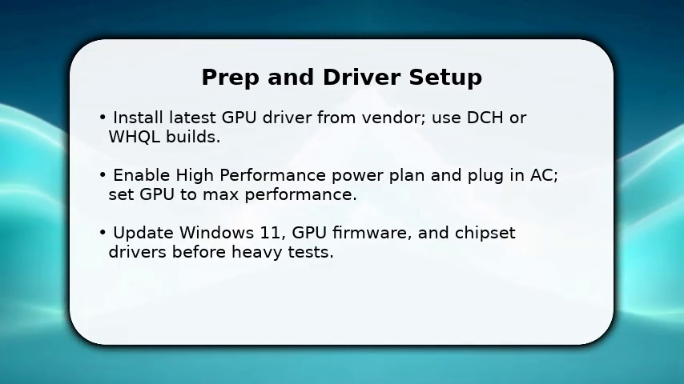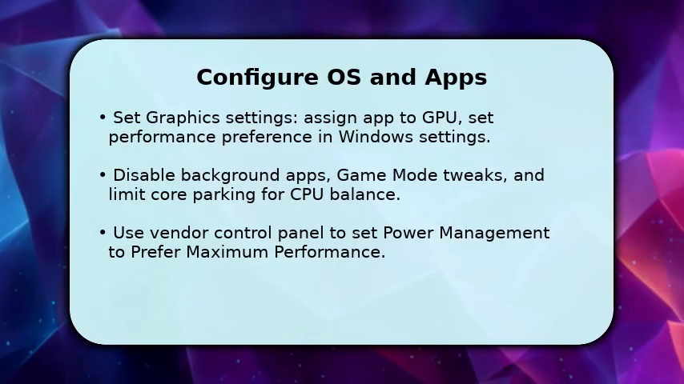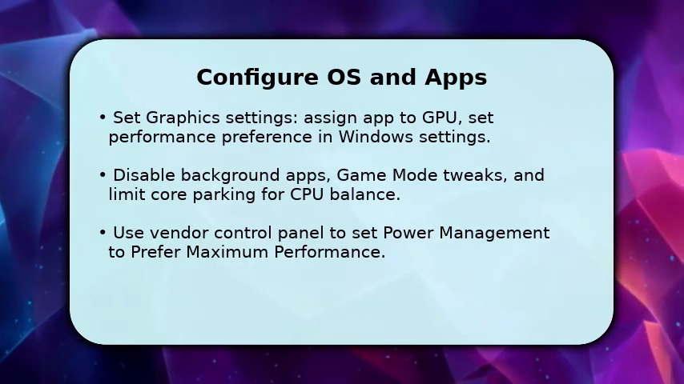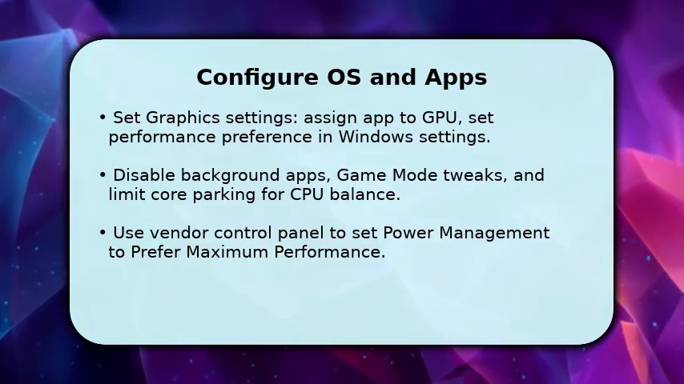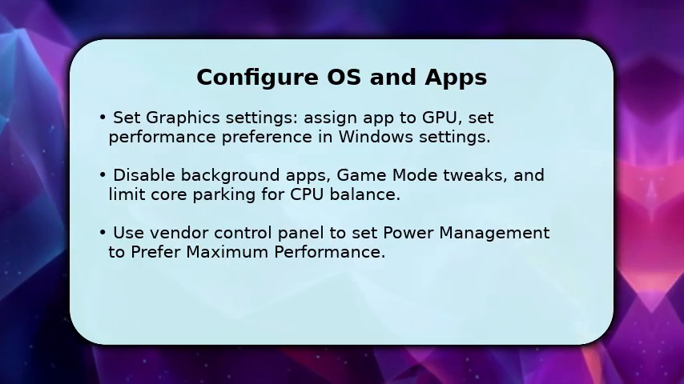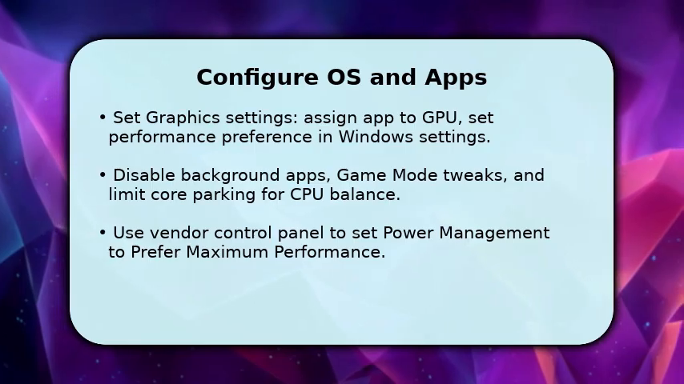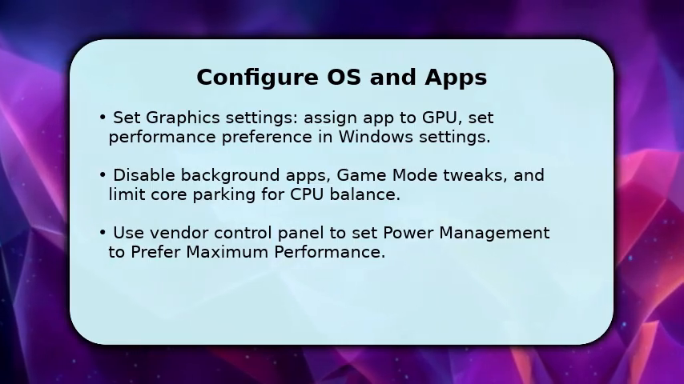Now you change settings that let individual apps use the dedicated GPU. In Windows Graphics Settings, assign your target application to high performance so it binds to the discrete GPU. Then use the GPU vendor control panel to force power management to prefer maximum performance. This avoids clock down under load.